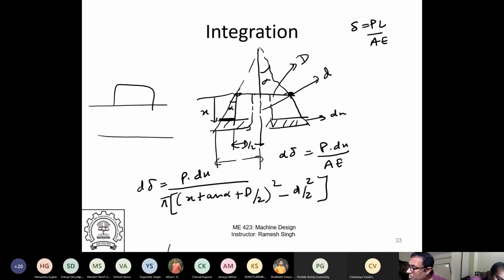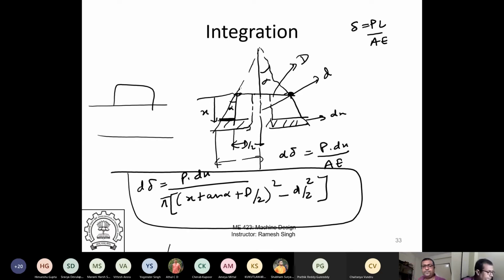Now, how do I find out what the total delta will be? Tell me. This is a better way to write it. Everybody agrees to this, right? What do I do next? How do I find the total deflection? If I know the total thickness, can I find out the deflection? Yes or no?